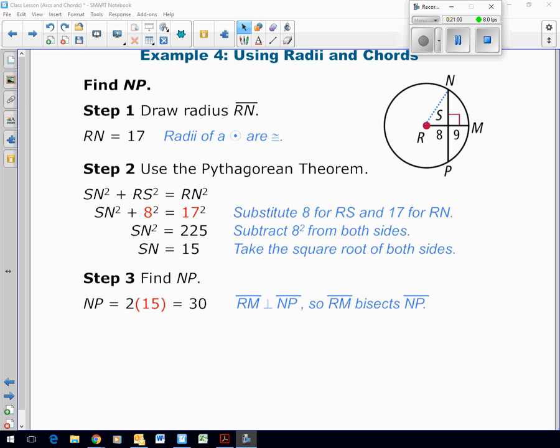No, I can't emphasize this enough, guys. 15 only gets you halfway, right? Remember, you want the entire distance from N to P. So 15 times 2, or 15 plus 15, yeah, that's your answer that you're looking for, okay? With me on that? Right?